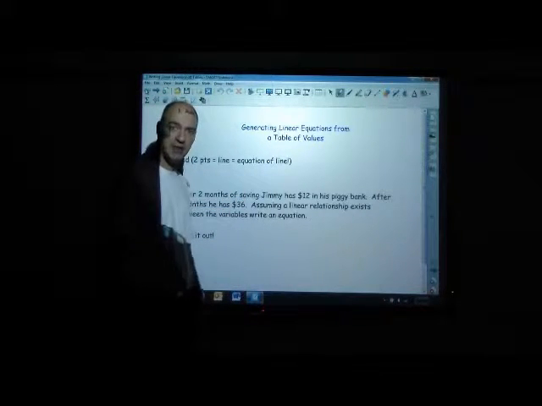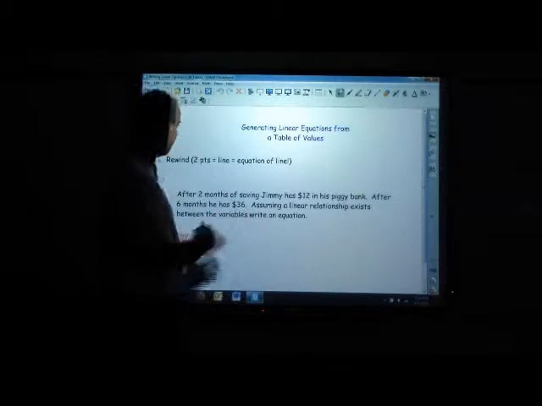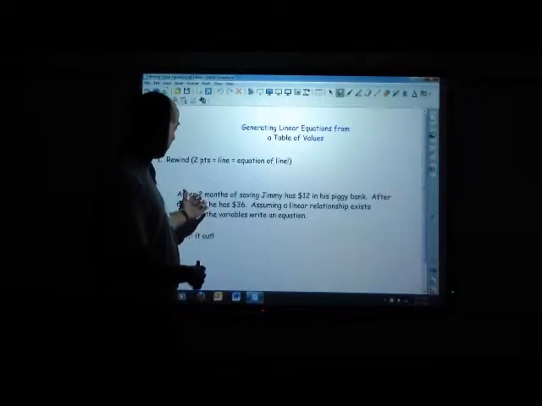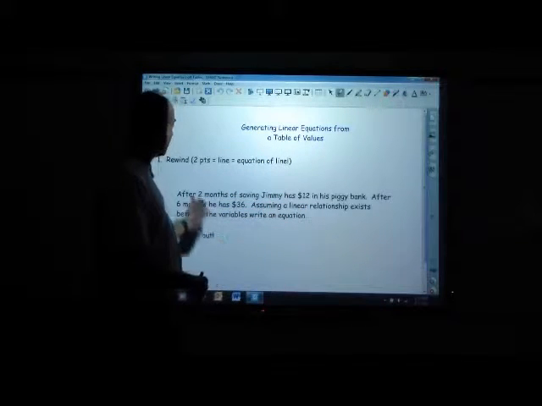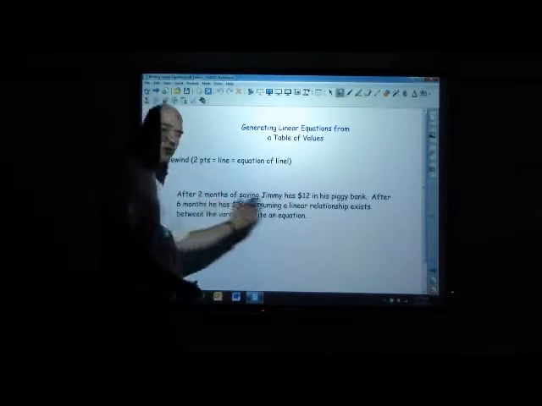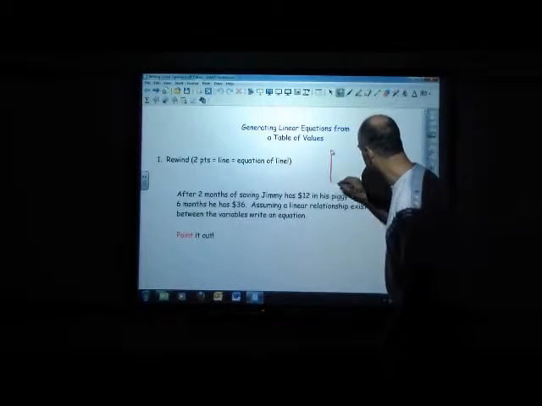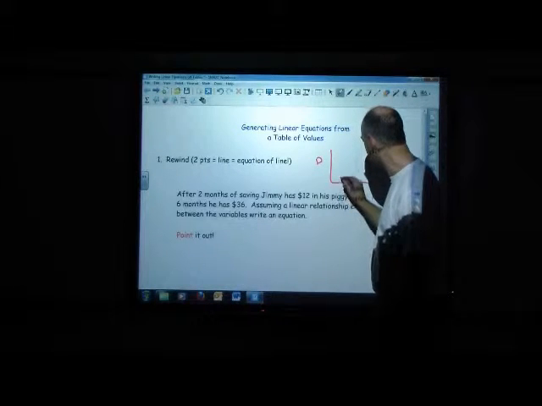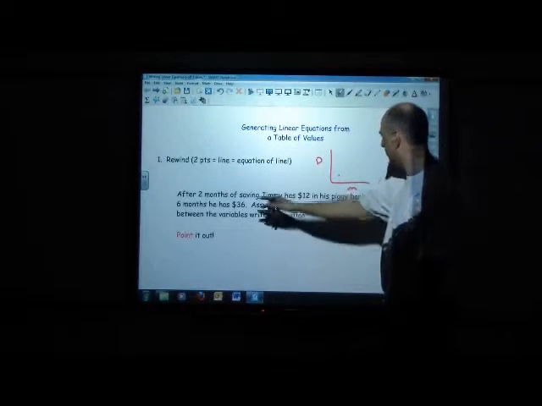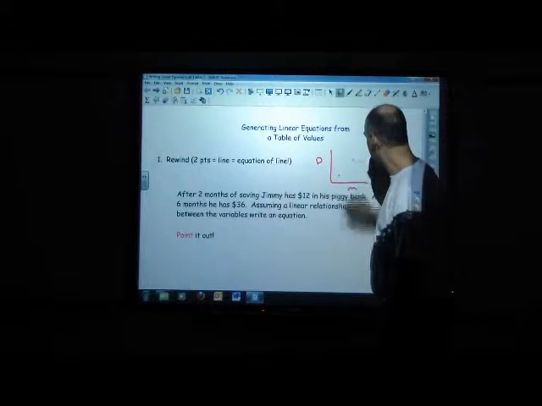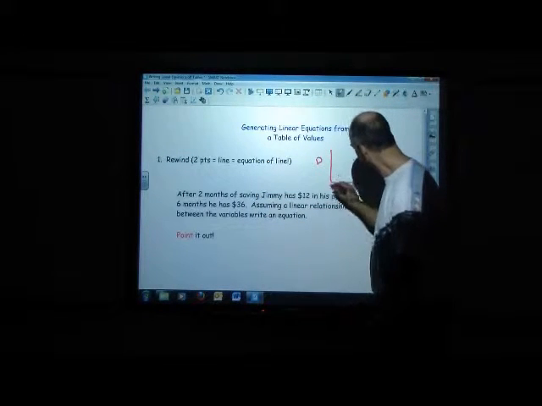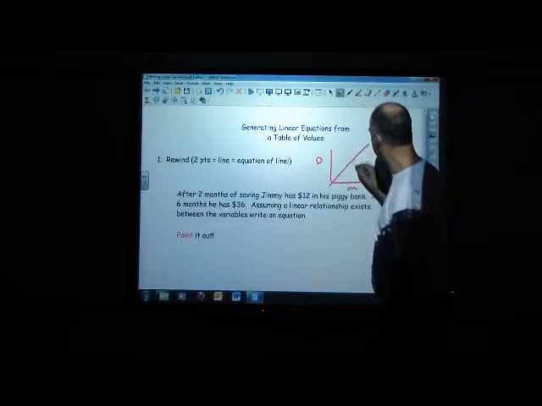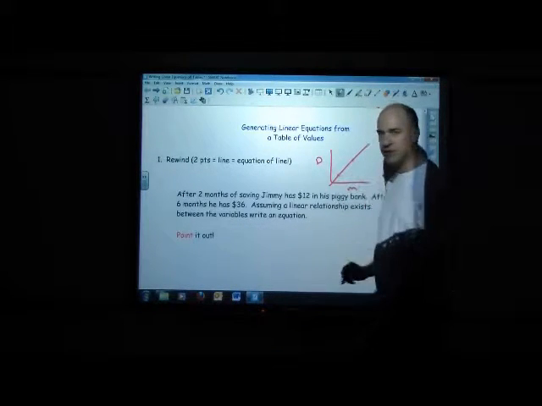One of the things I always ask my class is, what leads to what? Does money lead to months, or does months saved lead to money? I'm hoping you would say that months saved leads to money. And then I've got 2 points of information. So essentially, if I was going to make a graph of this, the months lead to the dollars of savings. 2 months in, he's got so much money, and check back a little later, 6 months in, and he's got a fair amount more money. Now, this is going to make a line, and lines have equations, so the challenge here is to make an equation for that line.